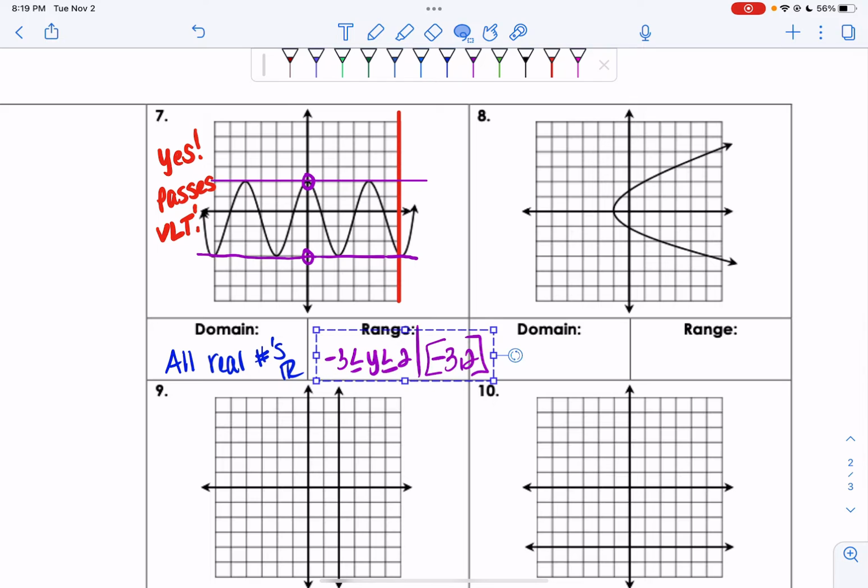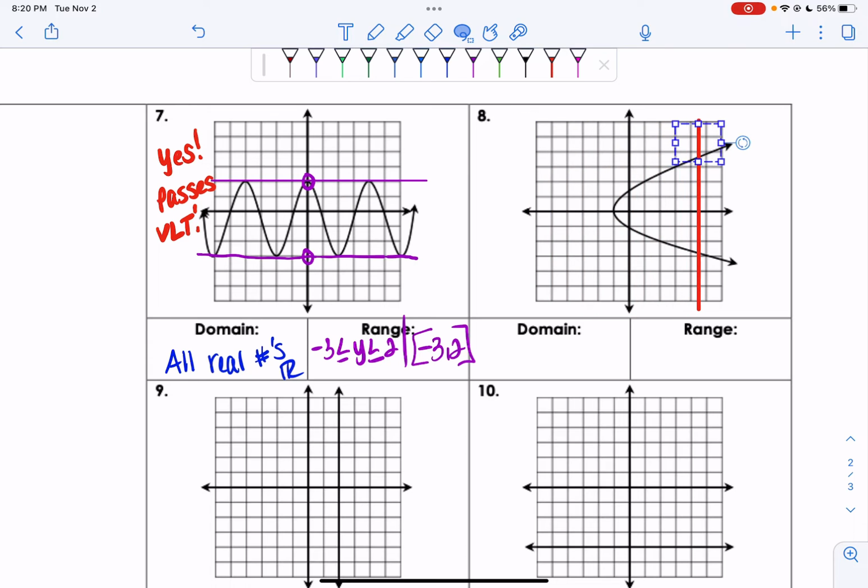Number 8. Is this a function? Let's look. Nope, not a function. It already fails the vertical line test. So now let's look.